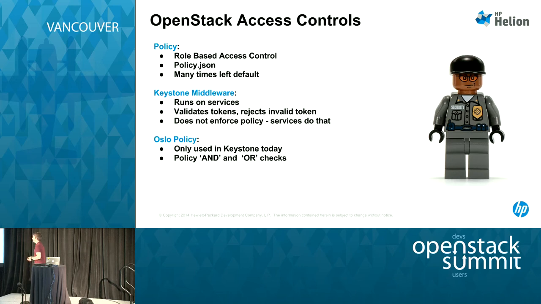So, OpenStack access controls: you have policy.json files. Go and look at them. They probably need to be fixed for your deployment. I think there's some advice on this in the security guide. There's also a great talk from Adam Young a couple of days ago on the future of where this is going, called dynamic access control.